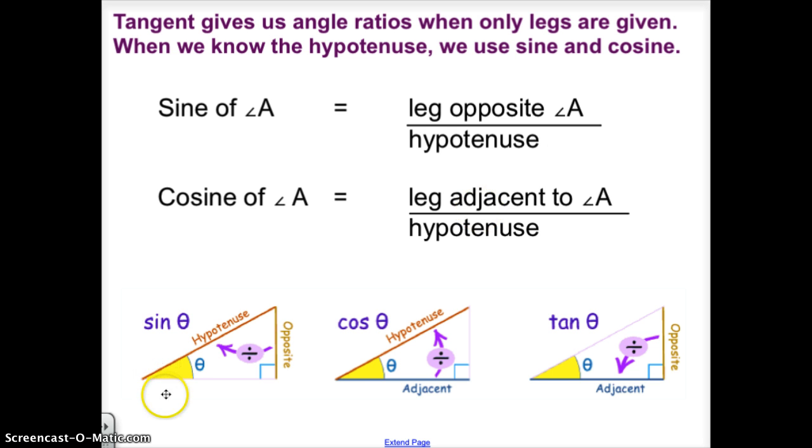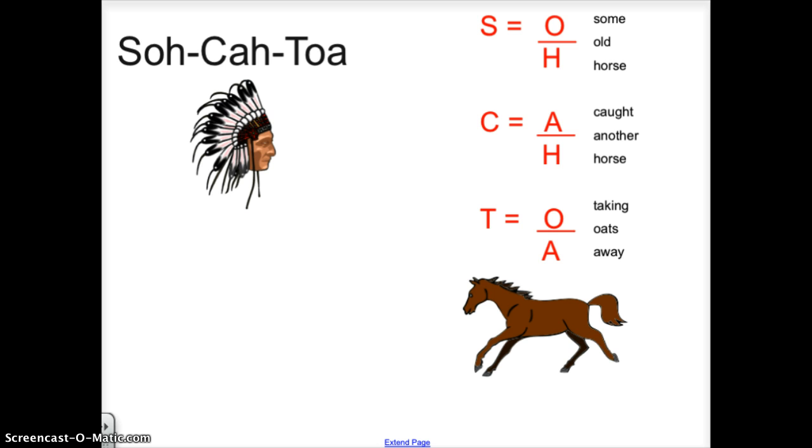Taking a look at the three drawings, now we have sine, cosine, and tangent, all with their respective ratios. One of the acronyms that people use to remember what the ratios are is SOHCAHTOA. Sine is opposite over hypotenuse, cosine is adjacent over hypotenuse, and tangent is opposite over adjacent. Some old horse caught another horse, taking oats away is another way you can remember that. I just remember the ratios.